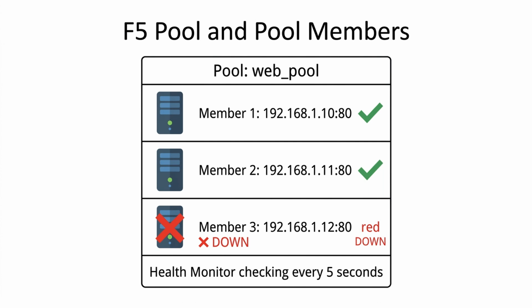Let's talk about pools, because a virtual server is nothing without a pool. A pool in F5 is simply a group of backend servers. Each server in the pool is called a pool member, and it has an IP address and a port. F5 monitors these pool members constantly using health monitors. If a server goes down, F5 automatically removes it from the pool so no traffic is sent to it. When it comes back up, F5 adds it back. This gives you automatic failover.